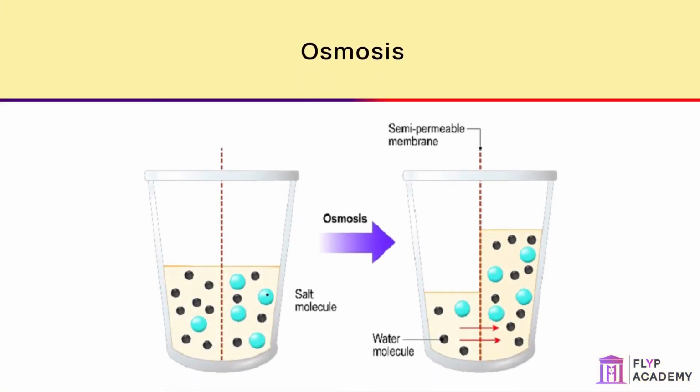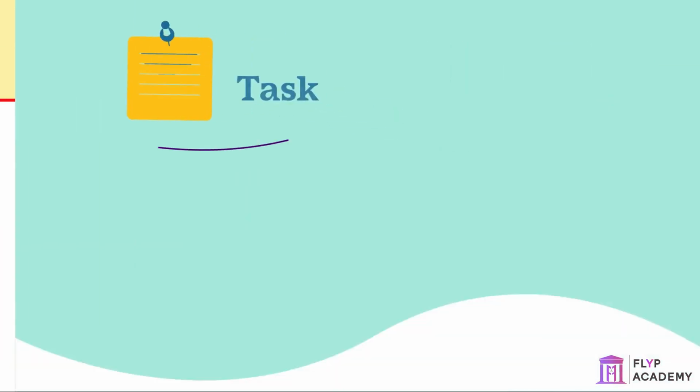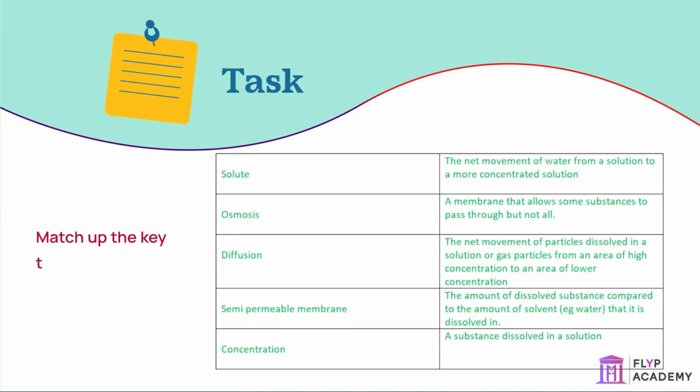Osmosis is a specific type of diffusion that applies to the movement of water. This movement occurs across a semi-permeable membrane. During osmosis, there is a net movement of water from a dilute solution to a more concentrated solution. Where there is lots of water or little solute, that's dissolved substances, to where there is little water or more solute. Task: match up the key terms to their definitions.